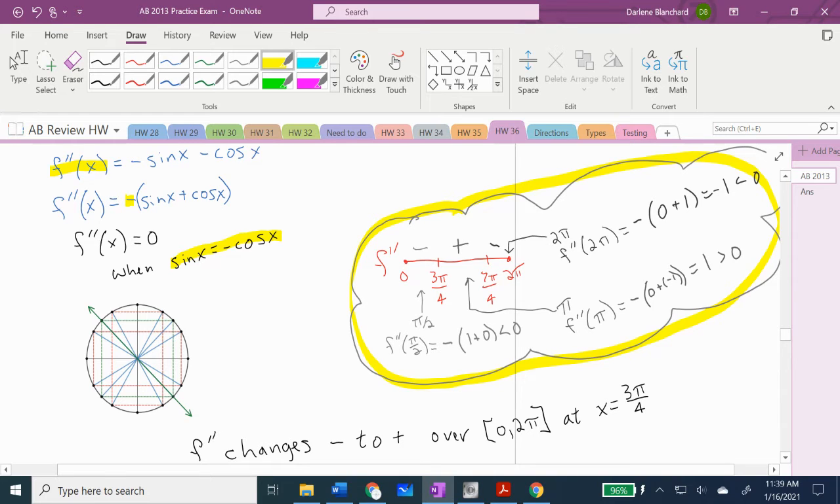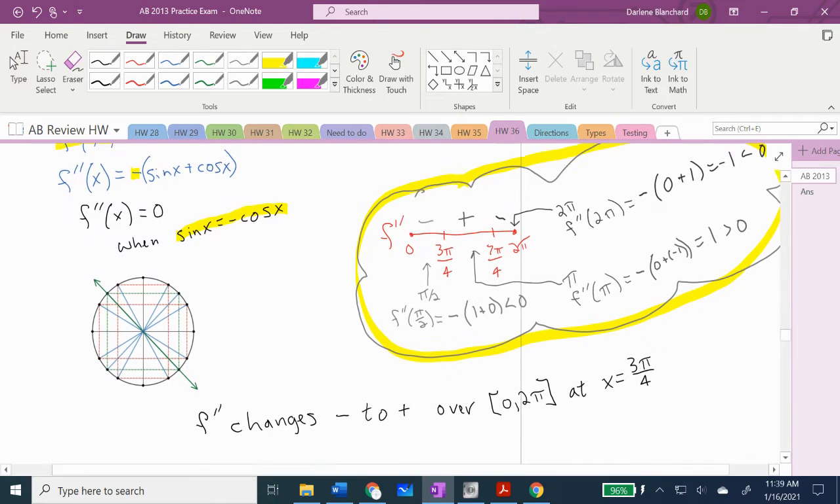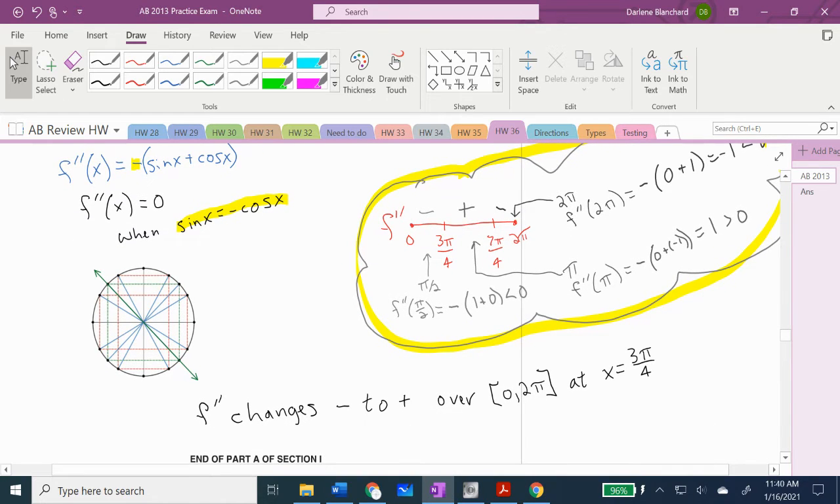But when you're dealing with a sinusoidal function, it is easier to use a unit circle instead of a number line and realize that in between the places on the unit circle where the equation is equal to 0, it cuts it into two sides. And each side is either giving a positive for the second derivative or a negative for the second derivative.